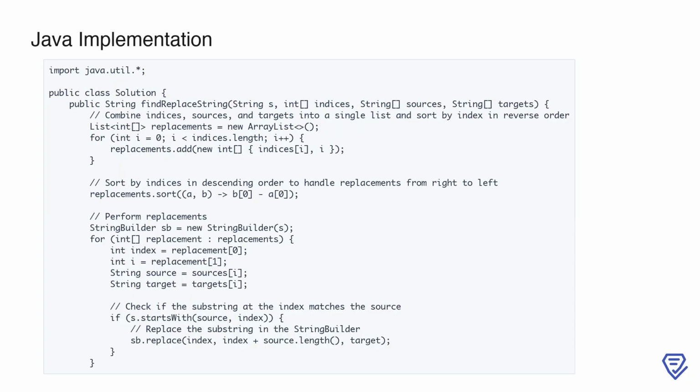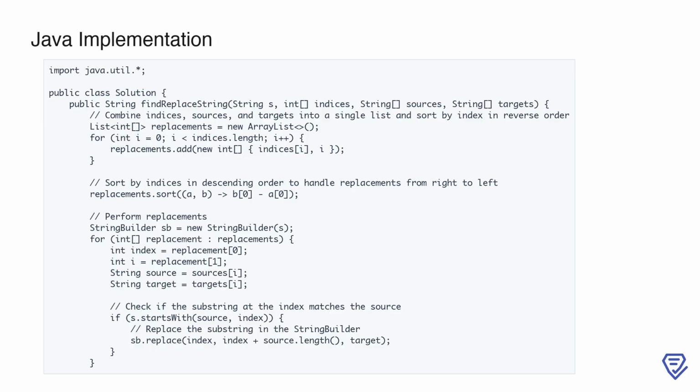Here, we start by importing the necessary packages and defining our Solution class with the method findReplaceString. The goal of this method is to perform multiple find and replace operations on the input string s. To begin, we combine the indices, sources, and targets into a list of arrays where each array contains the index and its corresponding position in the sources and targets arrays. This setup allows us to keep track of which replacement corresponds to which index.